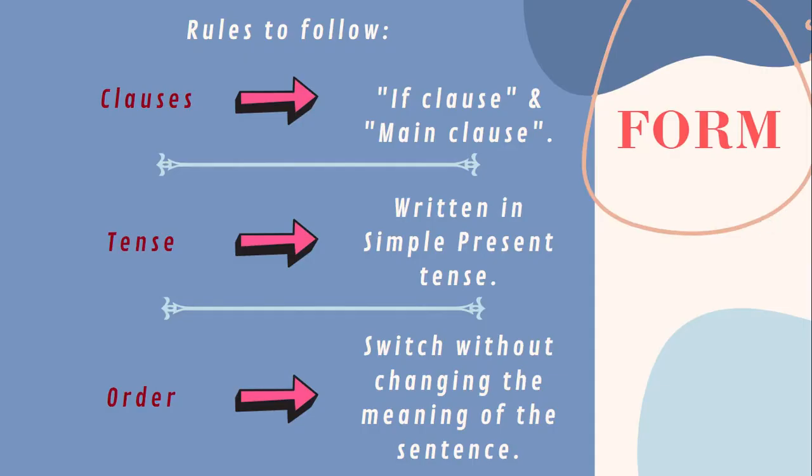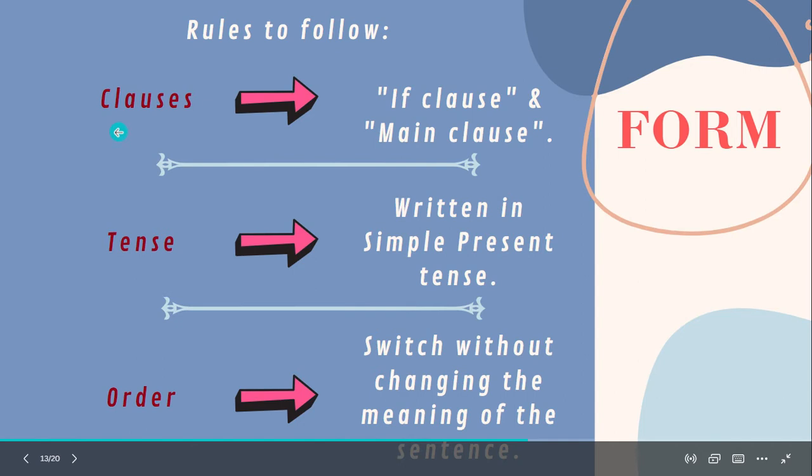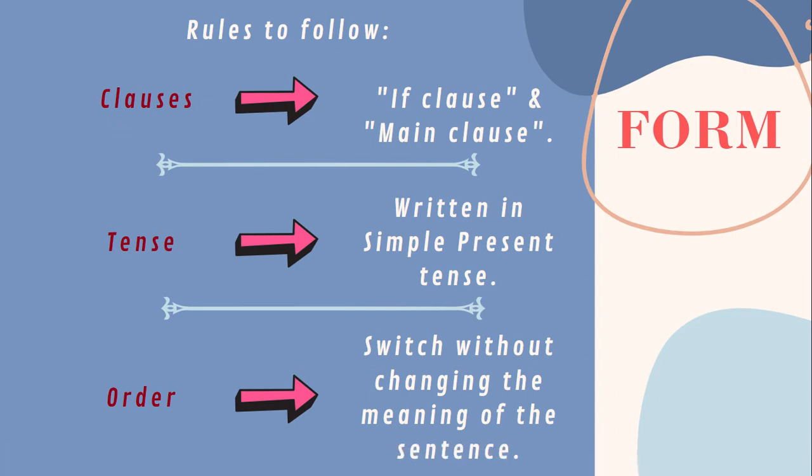Perfect. Now, before we talk about the grammar structure, it is important to understand that there are some rules to follow when constructing a zero conditional sentence. As you can see, we have the clauses, tense, and order. So first, regarding the clause, these types of sentences always consist of an if clause, as you can see here. That is the event that might happen. And then we have the main clause, that means the action that does occur.